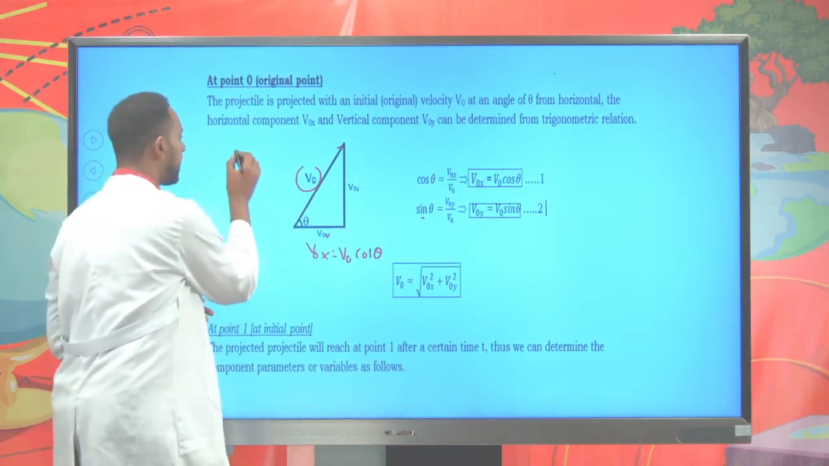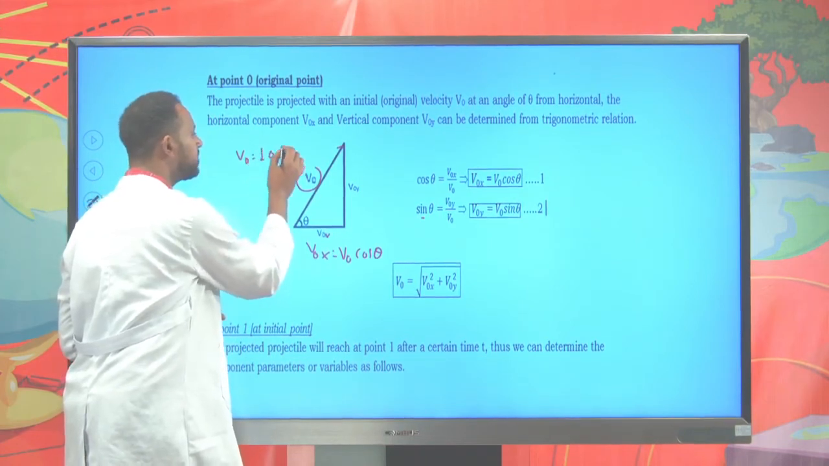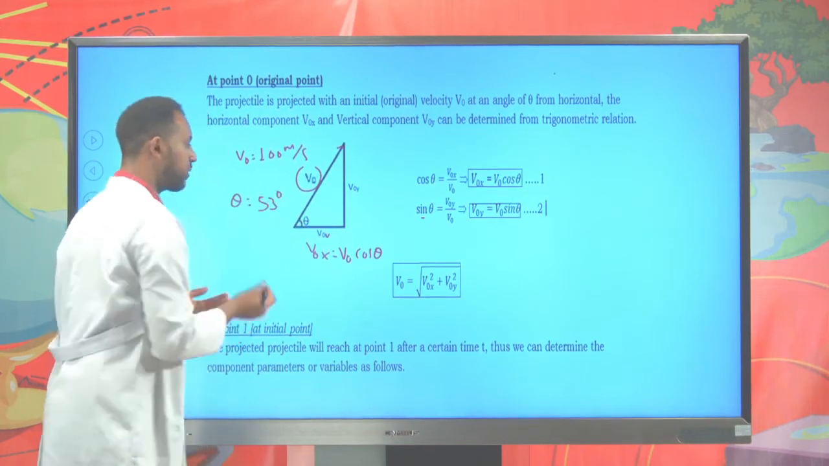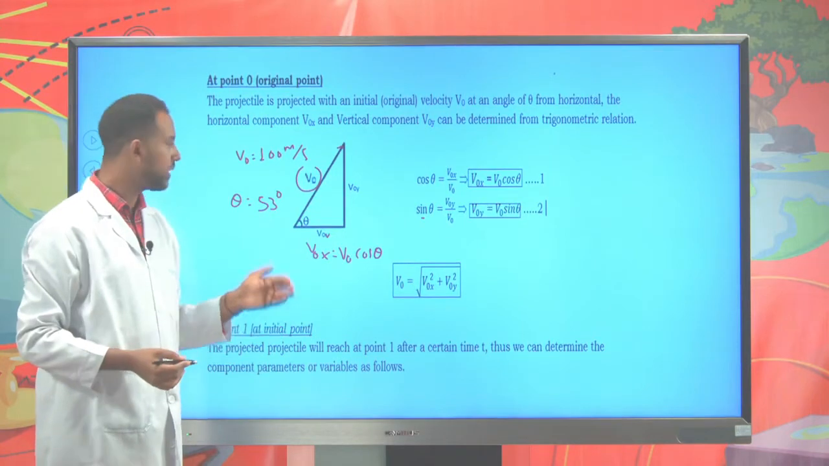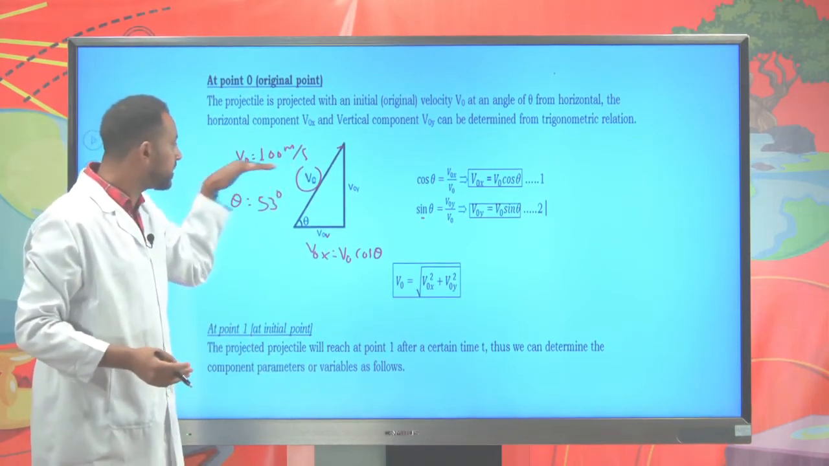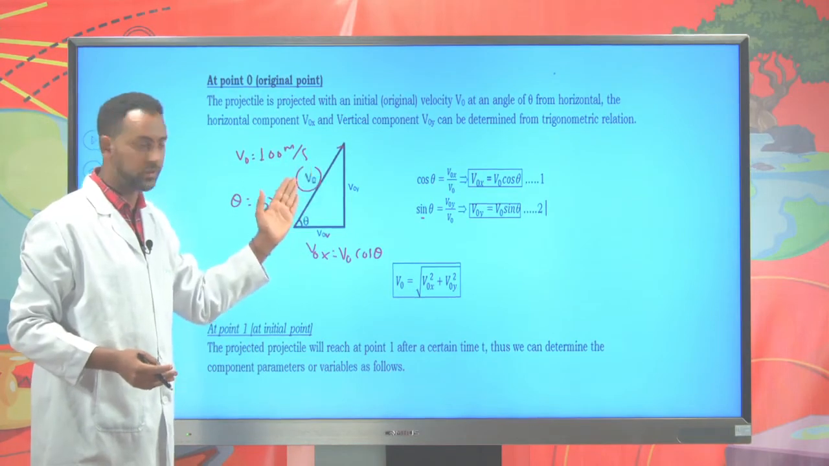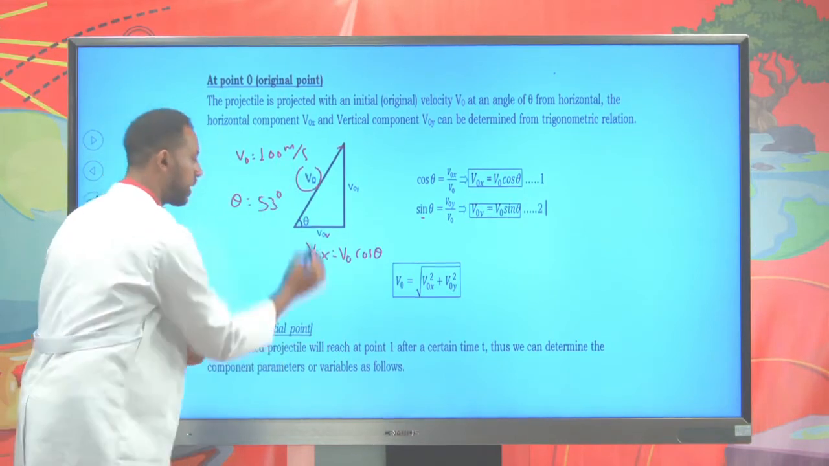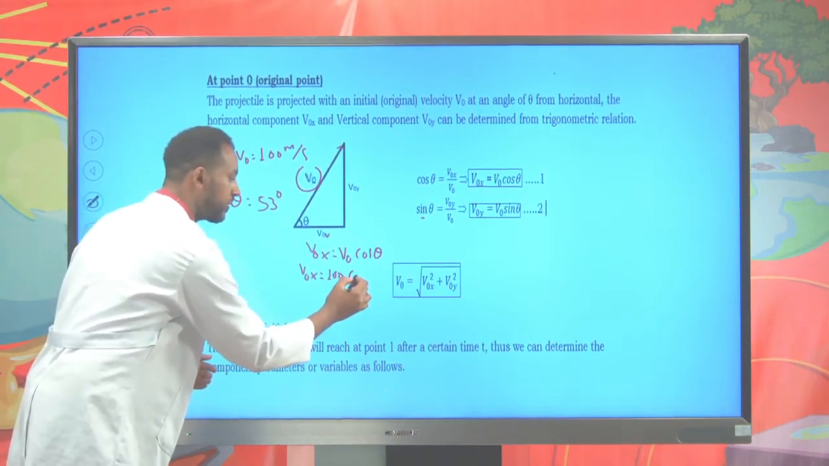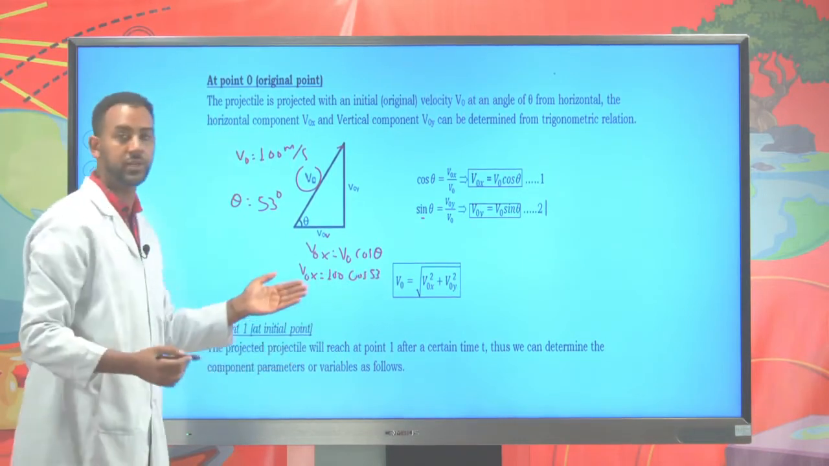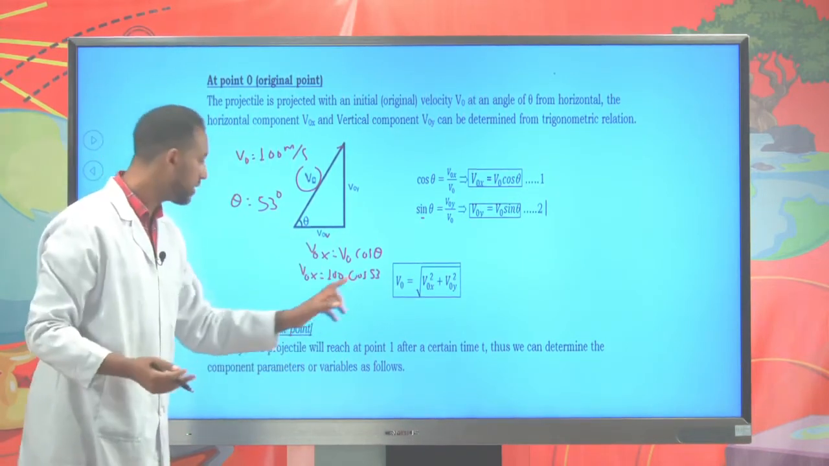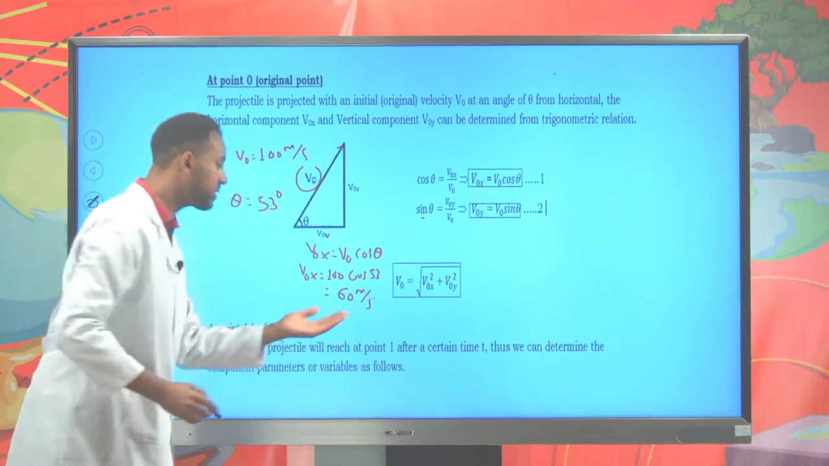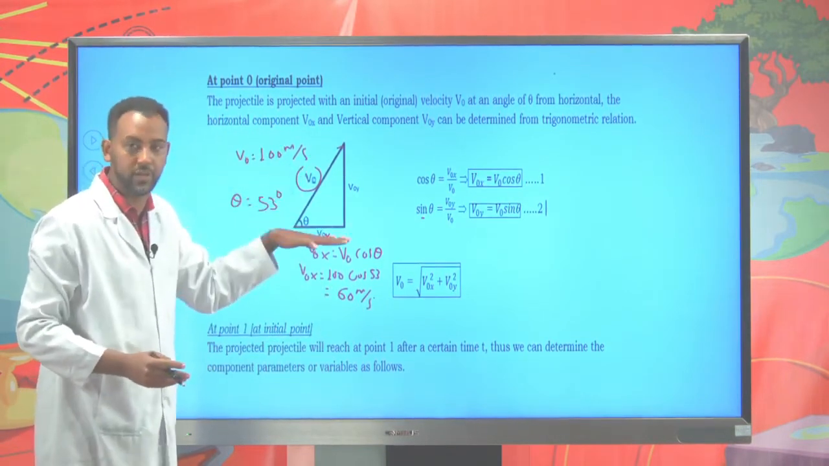Suppose here, let's take an example. The object is thrown with an initial velocity of 100 meter per second at an angle theta of 53 degrees. Suppose that the object is launched at an angle of 53 degrees. Then what is the horizontal component of this velocity and the vertical component of this velocity? Well, to find the horizontal component, the initial velocity along x gives us: the initial velocity is 100 meter per second, and the cosine of 53. Cosine of 53 is known to be 0.6. So 0.6 times 100 gives us 60 meter per second. So 60 meter per second is the horizontal component of the initial velocity.